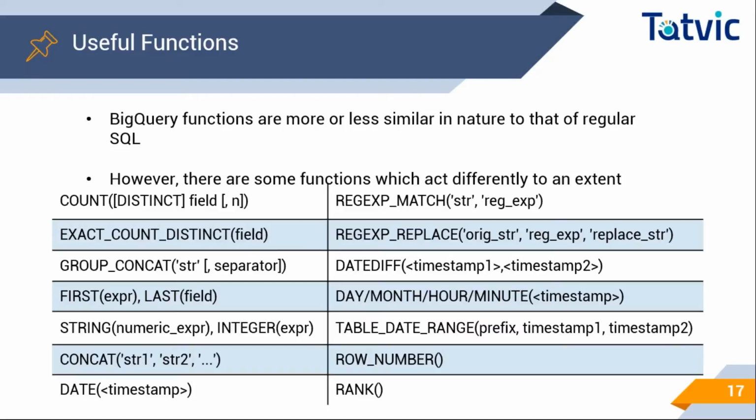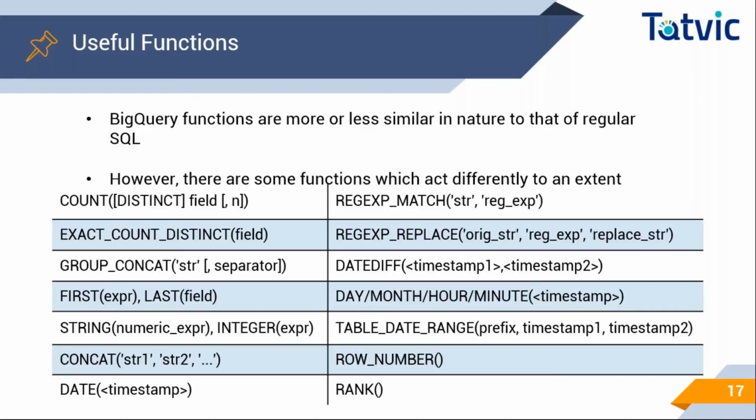Something like that. And first and last are the ones wherein, if there is a sequence or a group of values, the first will give me the first, and last will give me the last occurrence of that particular field. Post that, I have string and integer commands, which are just the casting functions, like we have in other SQLs. Concatenation is plain simple as the word goes. It is the concatenation of multiple fields.